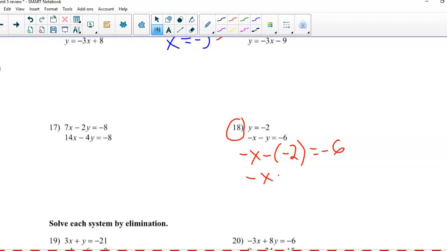So negative x plus 2 equals negative 6. Subtract 2 on both sides. And divide by negative 1. So our solution is 8, negative 2.